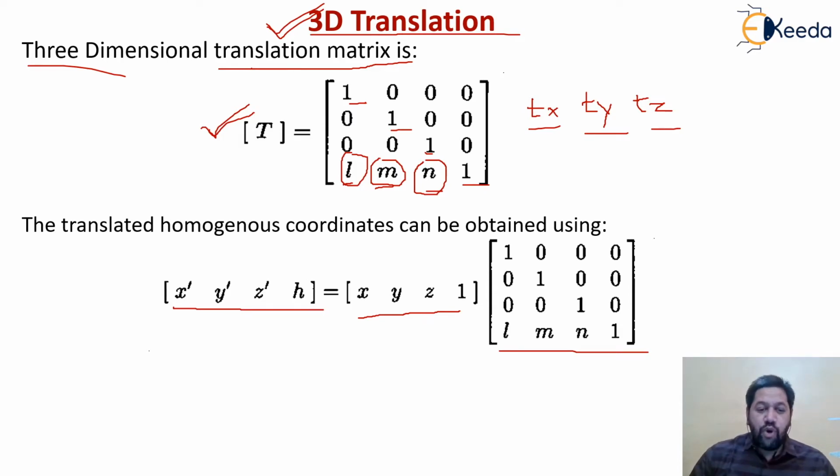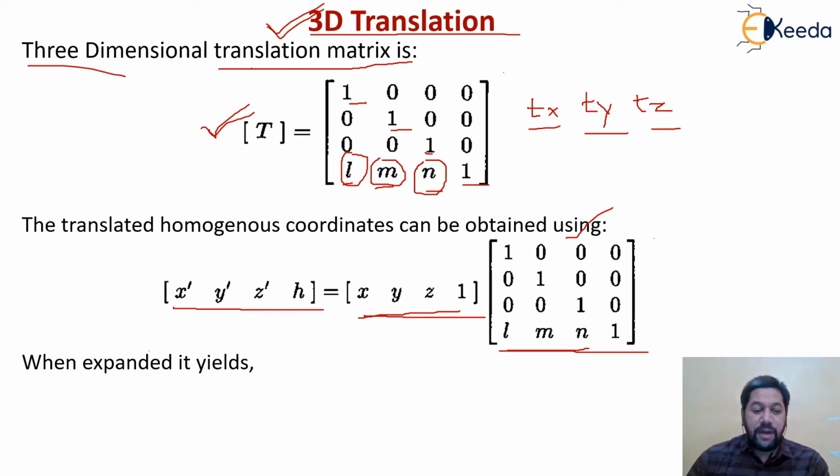My transformed object, or the answer, is equal to the original object, represented by x, y, z, 1, multiplied with the transformation matrix having the values L, M, and N. The diagonal values are 1 and all the remaining values are 0. Only in the lower row do I have the values L, M, and N, which represent my translation factors. This is the 3D translation matrix.